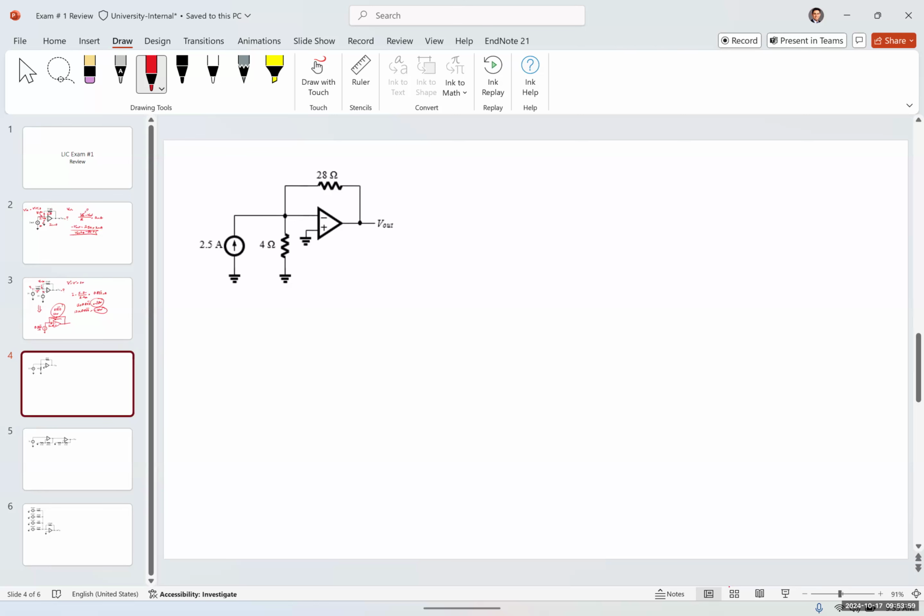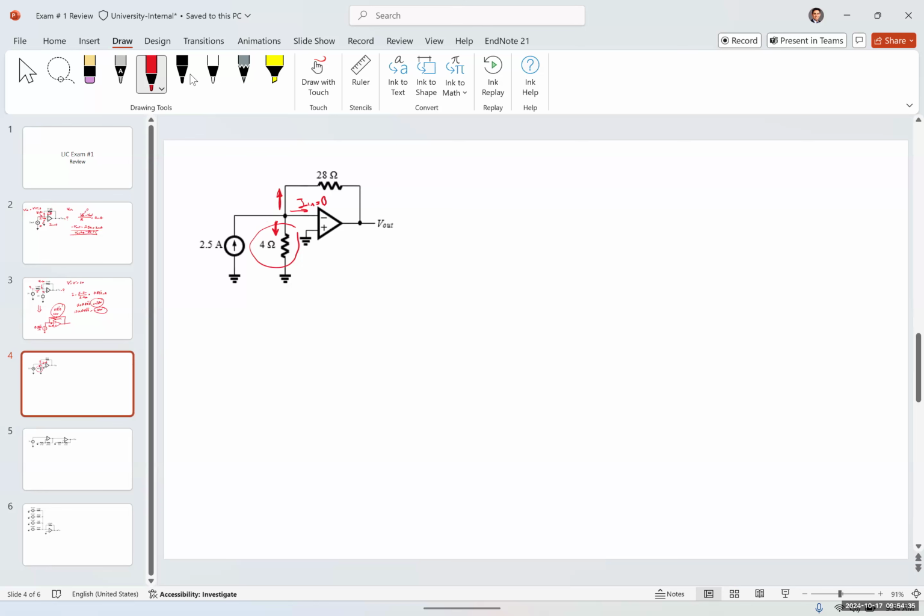So again, you can solve this multiple ways, but you can't solve it the same way that you solved the first problem. For the first problem, we didn't have this resistor, and the input current in both of them is 0. Therefore, all the current will go through the feedback resistor. But in this case, the current is split between the 4 ohm and the 28 ohm. So you can't solve it the same way. You can still use KVL, KCL to solve this.